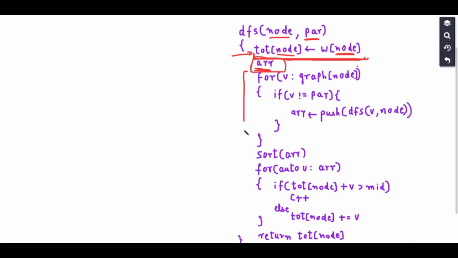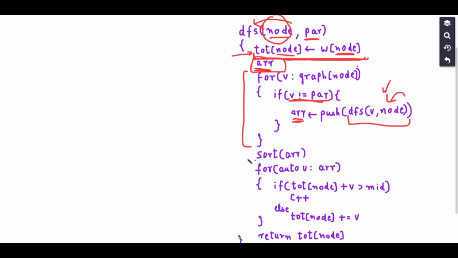So I will iterate over all the children here. I will check if the current child is not the parent. Then for every child, I will recursively call this depth first search function again. Since this depth first search function returns the maximum weight for the subtree rooted at this node, I'm going to push that weight into this array.